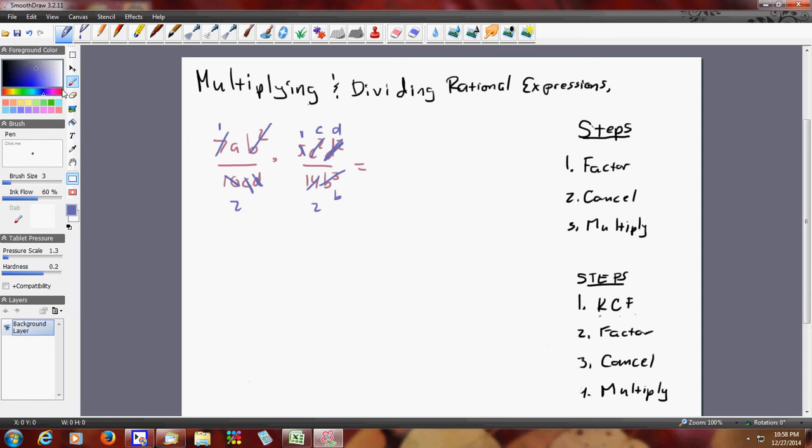And now, what am I left with? If I circle everything that I'm left with, I have this a, I have a c, and I have a d, so I'm left with acd over 2 times 2 times b, which is 4b. And that's it. It's in simplest form. Good to go. Now, they're not all quite that nice.